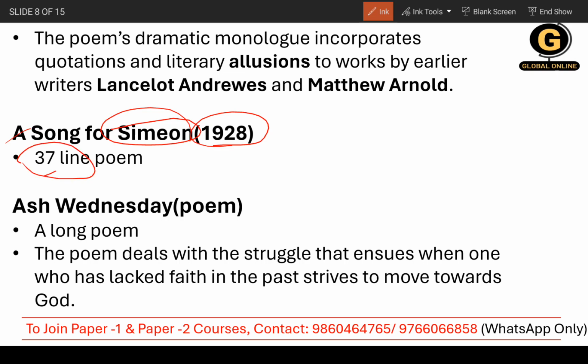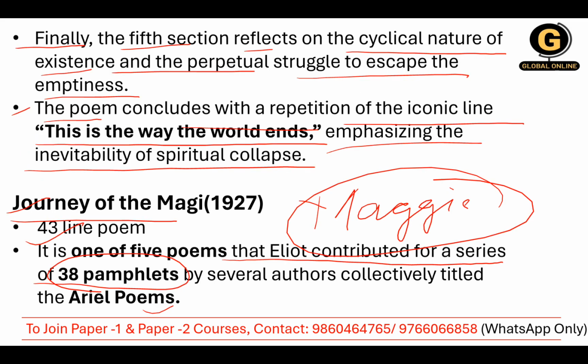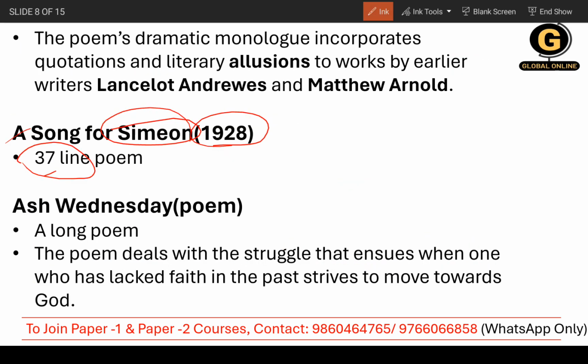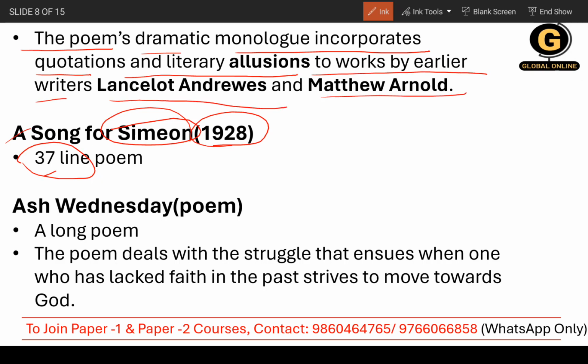37 lines in total. Now, when we were talking about Journey of the Magi, we have to note something else too. The poem's dramatic monologue incorporates quotations and literary allusions to work by earlier writers, Lancelot Andrewes and Matthew Arnold. You're also going to see the allusions. So you can see that T.S. Eliot is actually using a lot of allusions in his works, right, in poems particularly. Okay, now this you need to remember.